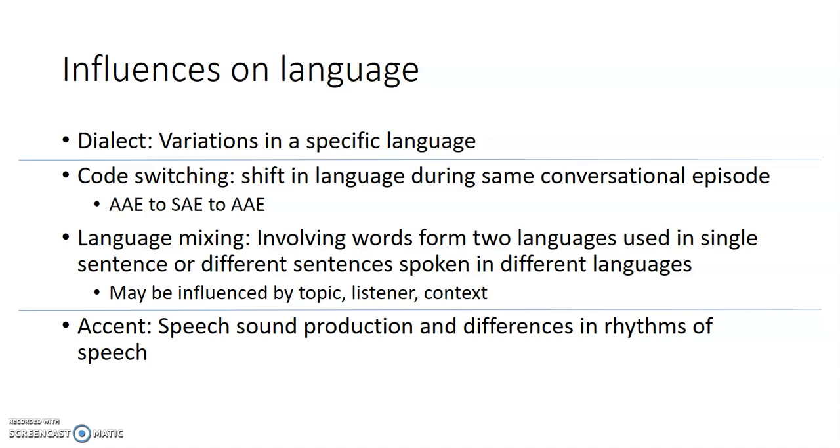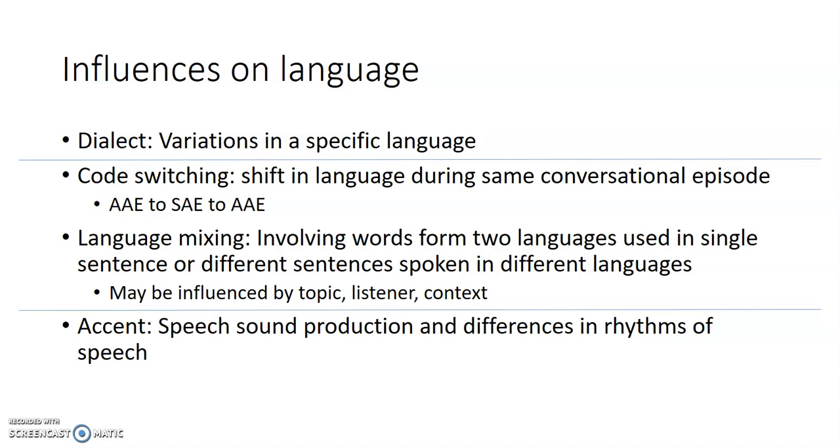So dialects are rule-based. In terms of dialects, you can change your dialect or shift your dialect depending on the way that you are communicating or who you're communicating with. So to define that, we have code switching, which is shifting the language during the same conversational episode. So going from talking to your best friend to your instructor are going to be different types of use of that language, and you can do the same thing with dialect. So African American English to Standard American English. The context of the use of those dialects can vary.